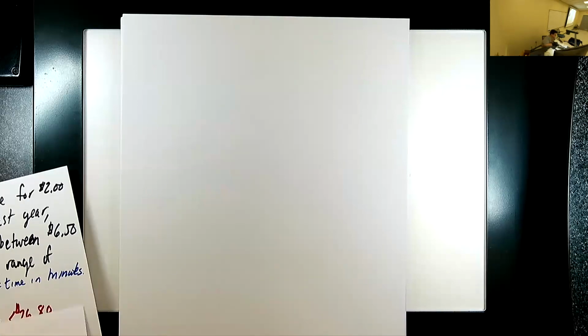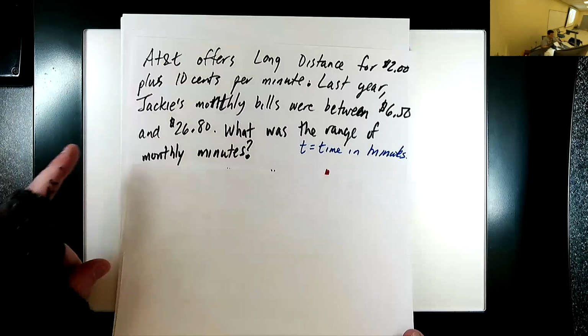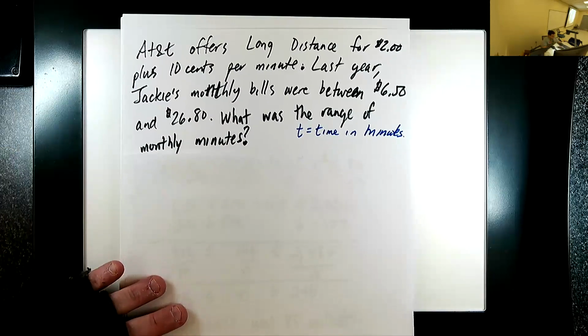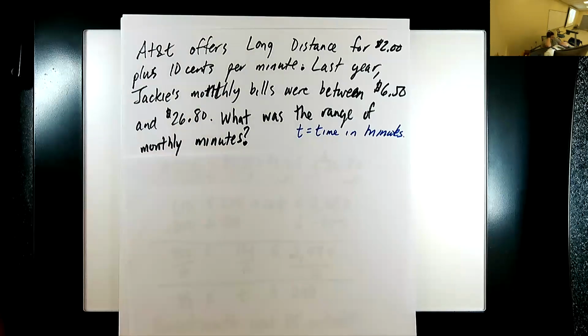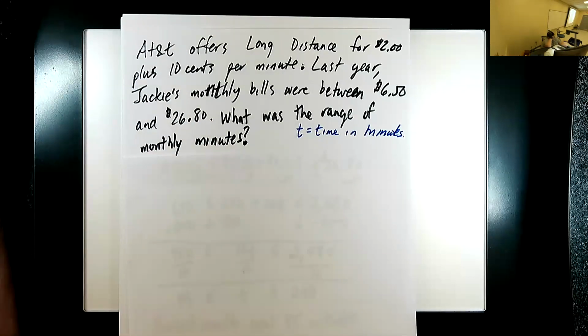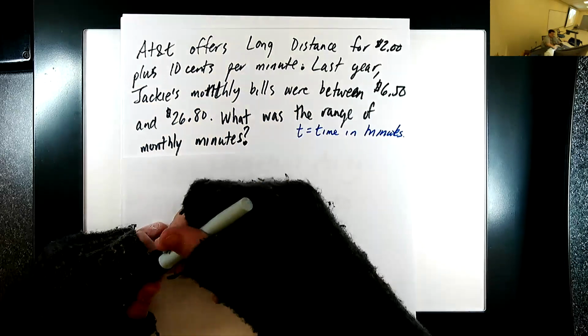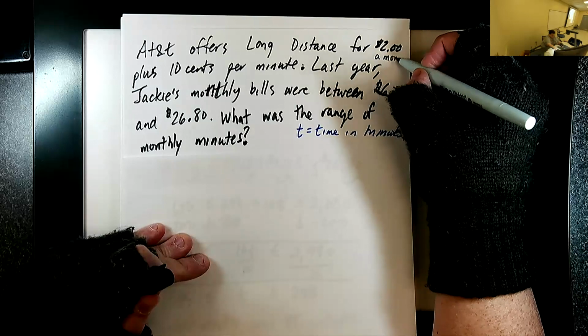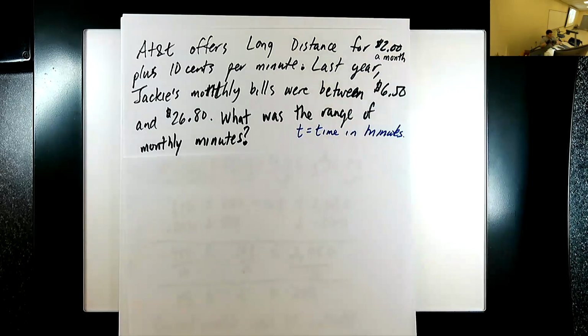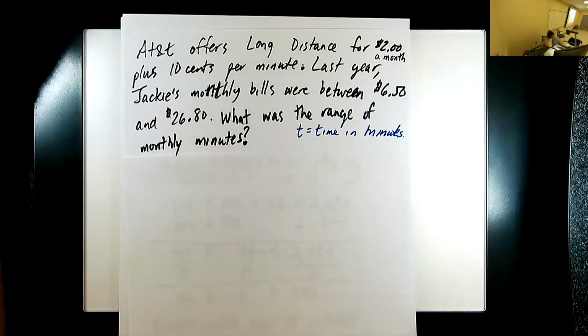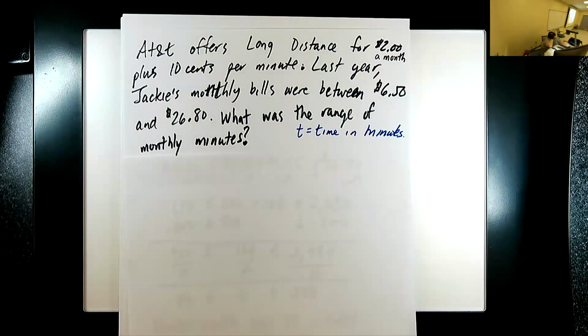All right, if you're ready for more, rather than rewriting it, I'm just gonna do some shady shit like this. So AT&T offers long distance for $2 a month, plus 10 cents per minute. Last year, Jackie's monthly bills were between $6.50 and $26.80. What was the range of monthly minutes? That's our question.